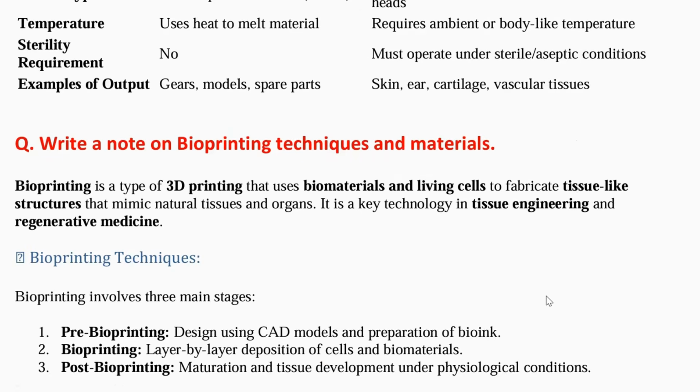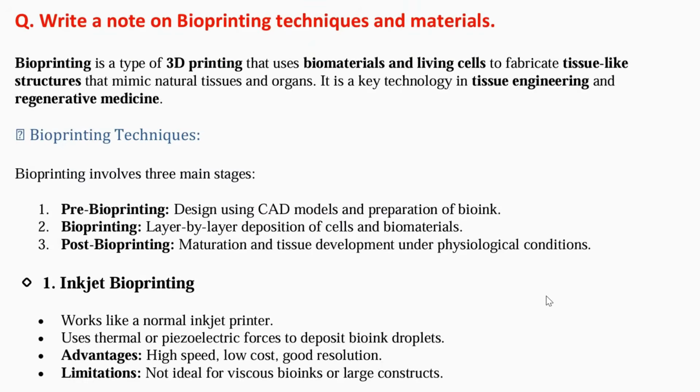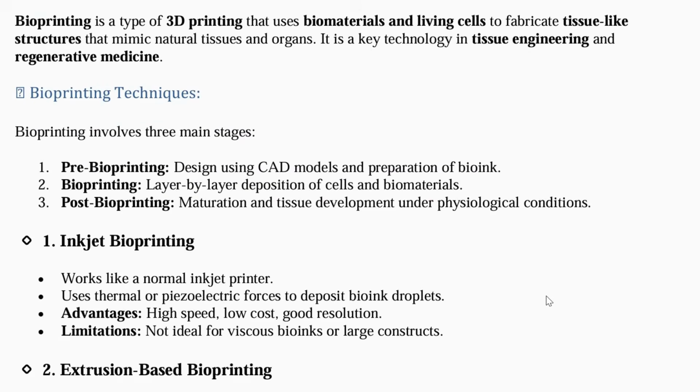Next question, write a short note on bioprinting techniques and materials. Important question. Bioprinting is a type of 3D printing that uses biomaterials and living cells to fabricate tissue-like structures that mimic the natural tissue and organs. It is a key technology in tissue engineering and regenerative medicine. So this technique has 3 stages: pre-bioprinting, bioprinting, and post-bioprinting.